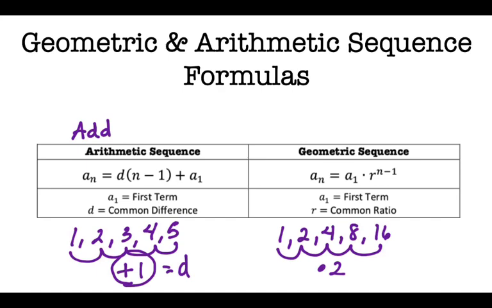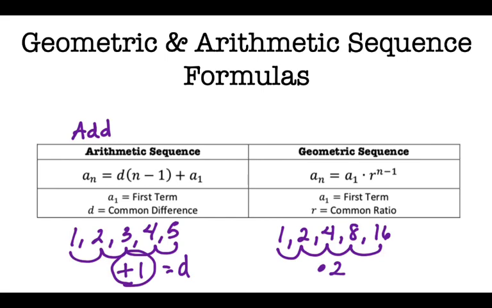So adding 1 each time would be D, and whatever the common difference is, that's what you substitute in for D. N stands for the number you're looking for. For example, if they ask you to find the 72nd term in the sequence, 72 would be N. And then A sub 1 is the first number in the sequence. In this arithmetic example, it would be 1.